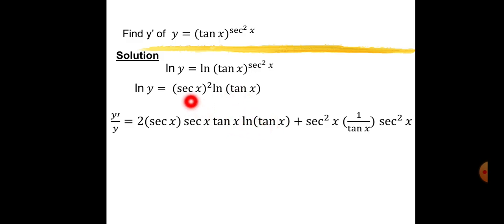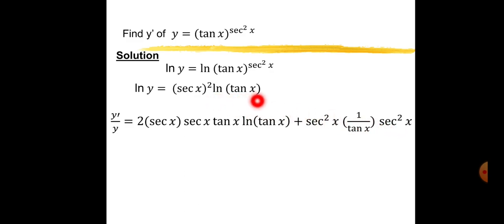Again, how can we find the derivative of this part? Put the power down, subtract 1 from the power, so we have 2 sec x times the derivative of what is inside, from the table of derivatives, the derivative of sec x is sec x tan x, times the second, just copy, plus the first sec squared times the derivative of the second, ln tan x. The derivative of ln of a function, we have to write 1 over the function times the derivative of the function itself.